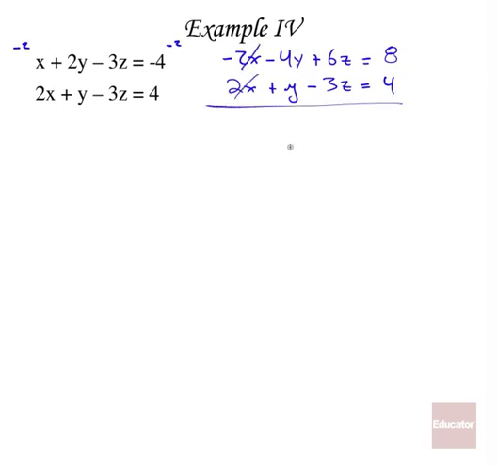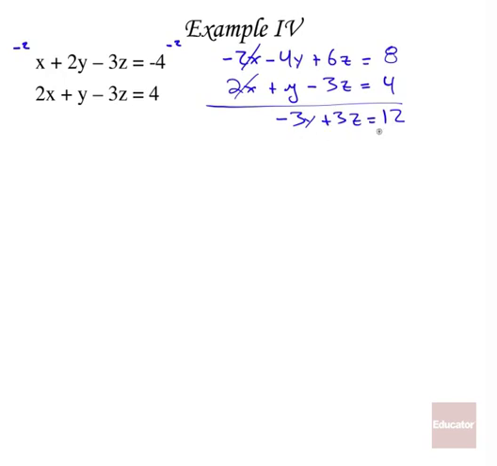Okay, let's eliminate those. Now we have minus 4y plus y, which is minus 3y. 6z minus 3z is plus 3z. 8 plus 4 is 12. So now we have minus 3y plus 3z equals 12.